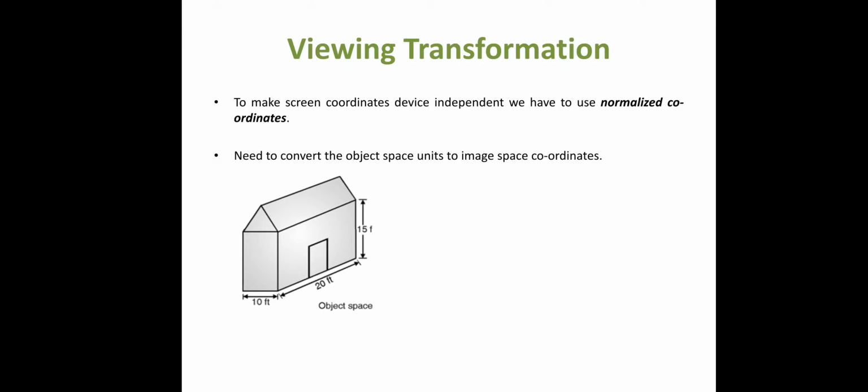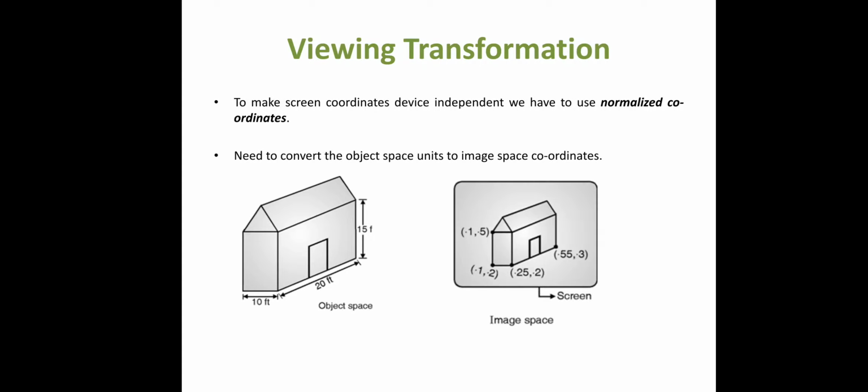Whenever I want to map that into screen coordinates, in this way I am going to provide screen coordinates. This is called image space. So, the actual scales of the object model get converted into the coordinates of the screen. This is the object space and this is the image space. In this way we can convert, and for this conversion we will use the scaling transformation.